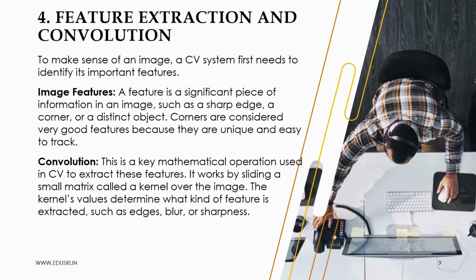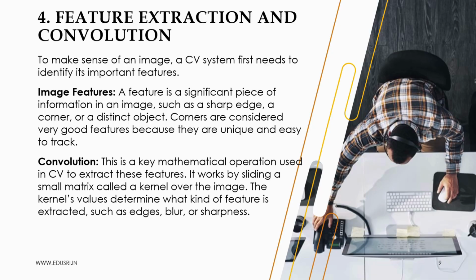It works by sliding a small matrix, called a kernel, over different parts of the image. The values present in the kernel determine what type of feature the system is looking for. For example, different kernels can be used to detect edges, create a blur effect, or increase sharpness in an image.